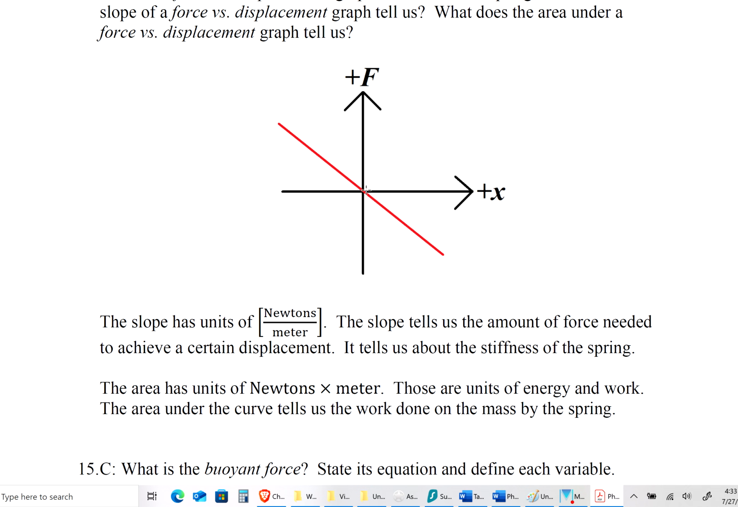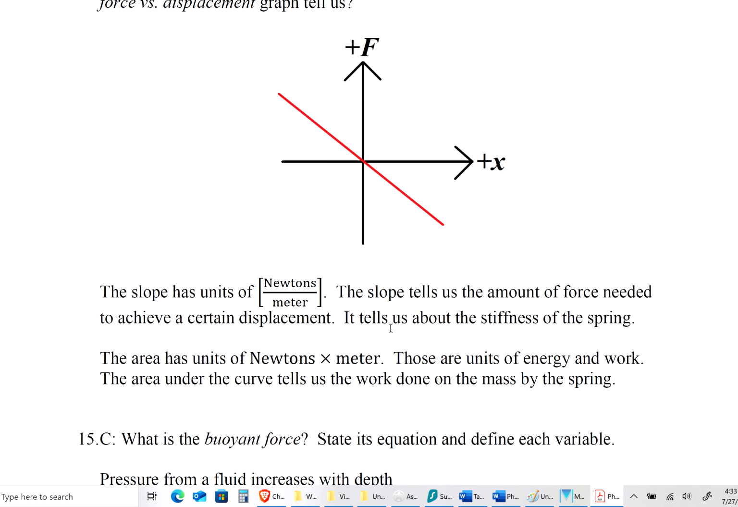So as we pull the mass from the equilibrium position more, we could determine the force needed to pull the mass from the equilibrium position. The area has units of newtons times meter. These are units of energy and work. So the area under the curve tells us the work done on the mass by the spring.